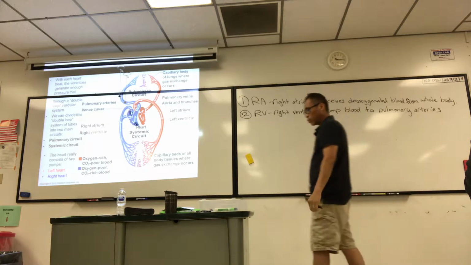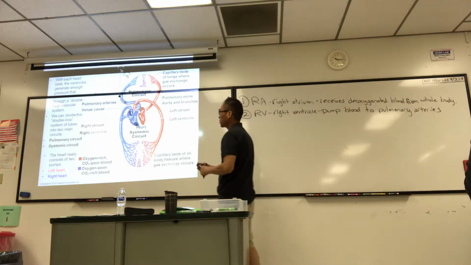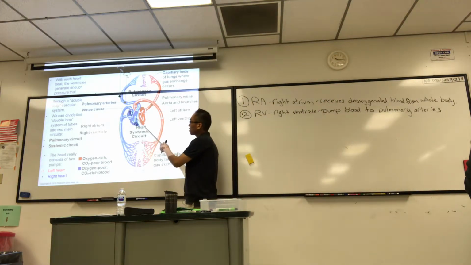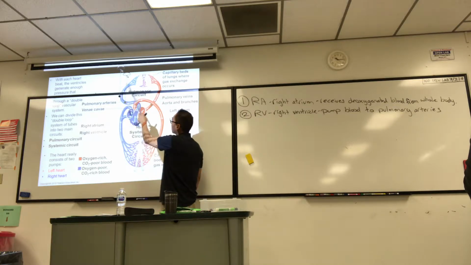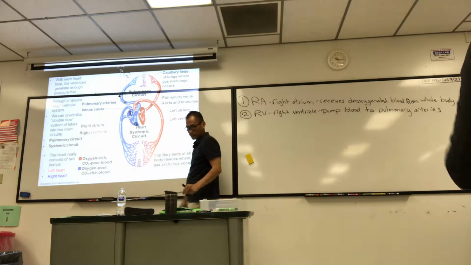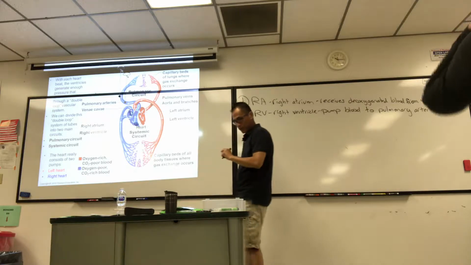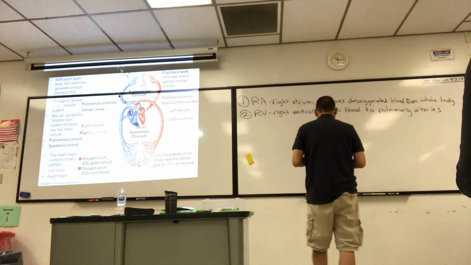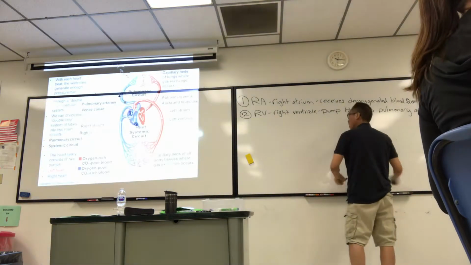I'll just kind of point to the pulmonary arteries. Arteries take blood away from the heart. So the pulmonary arteries are on their way up to the lungs. Okay? Pulmonary arteries. And I'll use blue because they carry deoxygenated blood.